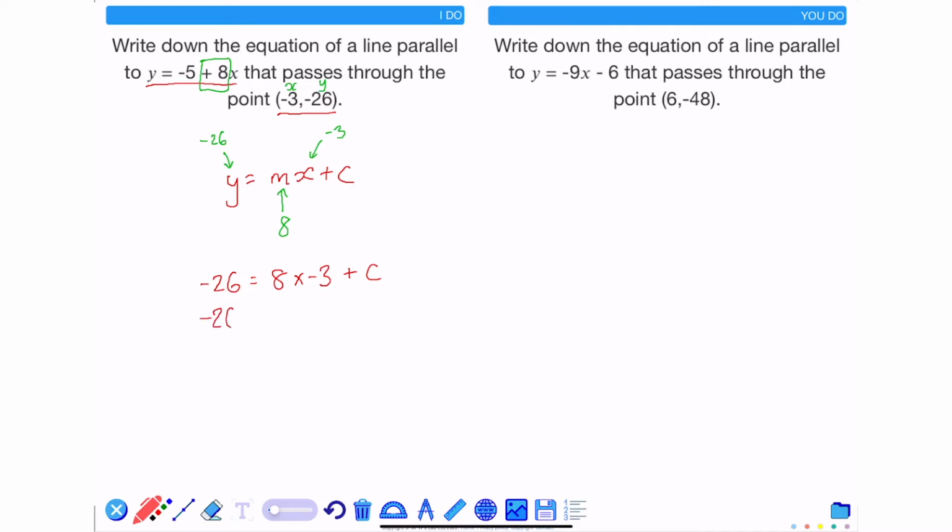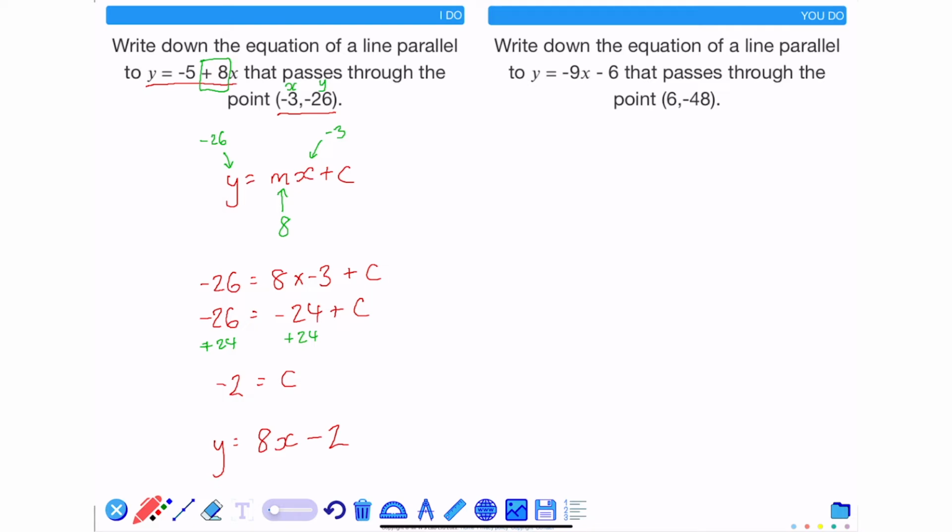Evaluating where I can, and rearranging by adding 24 to both sides, I now get -2 is equal to c, or c is equal to -2. This means that the equation of my parallel line is y is equal to 8, because it has to have the same gradient, x, and then -2. This is the equation of the parallel line.